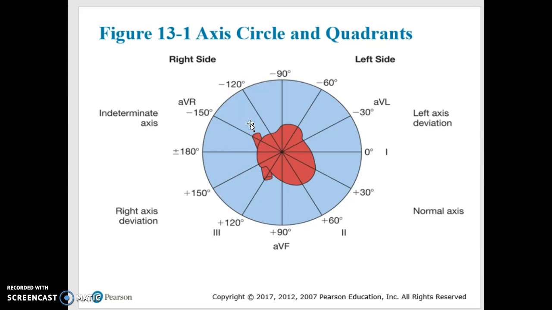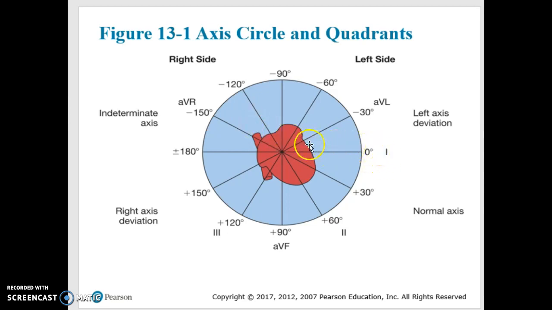So I'm not sure how the book breaks this down for you to determine your axis quadrant, but I'm going to tell you my way, and it's always worked. When we look at the axis quadrant determination, the first thing that we have to look at is lead 1. We want to know if lead 1 is a positive or negative deflection, and then we're going to compare lead AVF. We want to determine if lead AVF is positive or negative. These are the only two leads that you'll be using to determine the quadrant.